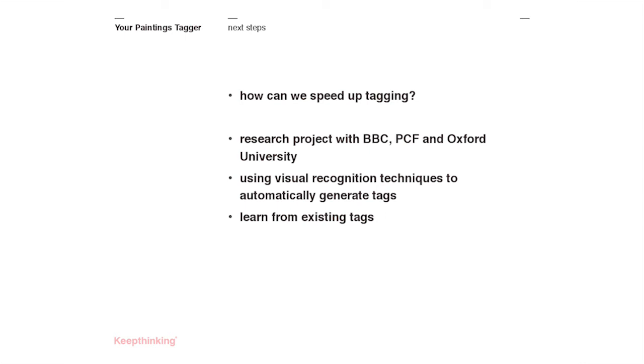So one of the things that we've done, we embarked on a research project with the BBC and Oxford University, the visual geometry department of Oxford University, and we investigated looking at visual recognition techniques to automate the generation of tags. Essentially what we're looking to do is to say, here are all the paintings that have got man in them, and the model looks at those paintings and says, what's common about these paintings? We also show it some paintings that don't have a man. The object model understands what a man is, and then that's used to process through all of the rest of the paintings and generate results that say, these are all the other paintings that I found that have got men in them.